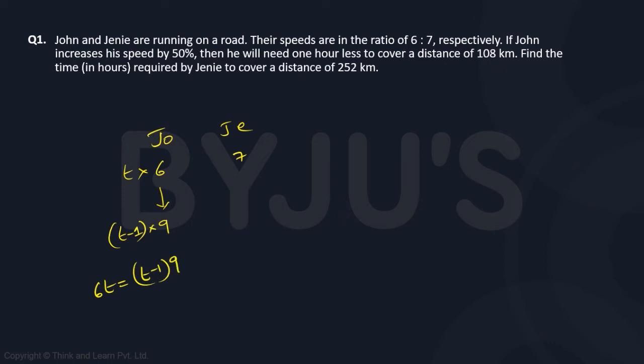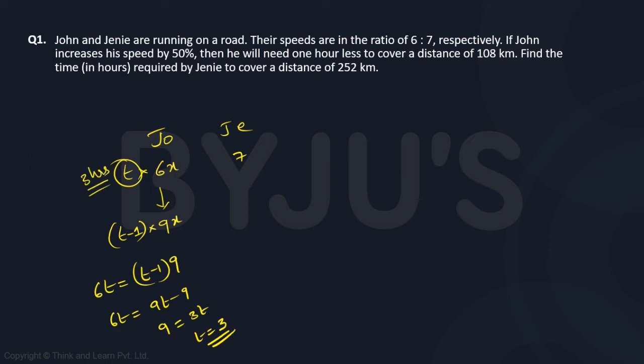Now you don't have to worry whether it's a ratio. You can take it as 6x and 9x also. It doesn't really matter because the x will anyway get cancelled on both sides. So what you get over here is 6t is equal to 9t minus 9, or this gives me 9 equal to 3t, or t equal to 3. So this t is 3 hours.